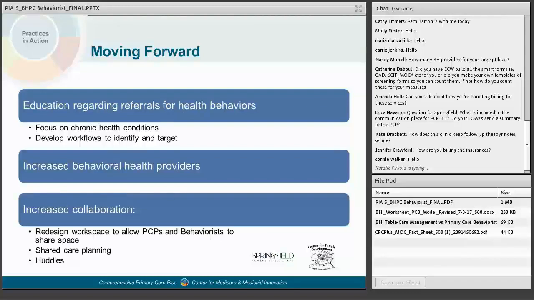We have another clinic that has that model, and it seems to work really well in terms of collaboration. So I think for this clinic we would like to move toward that as well. And then also just an increase in shared care planning. It would be helpful for us to be able to get the behavioral health providers more involved in developing those shared care plans as well. And then also more structured huddles where we can go through in a systematic way and discuss some of the higher risk patients.